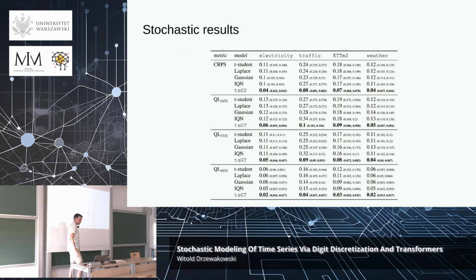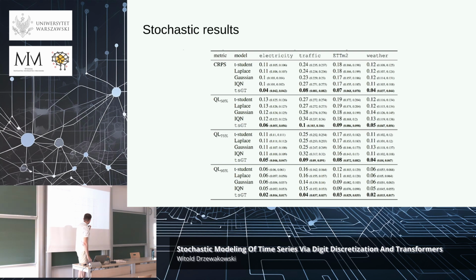Same story on stochastic metrics. QL is quantile loss, which you may know from quantile regression, and CRPS is like the average of quantile losses on different quantile levels. Of course, those metrics have their drawbacks, so they are not perfect.